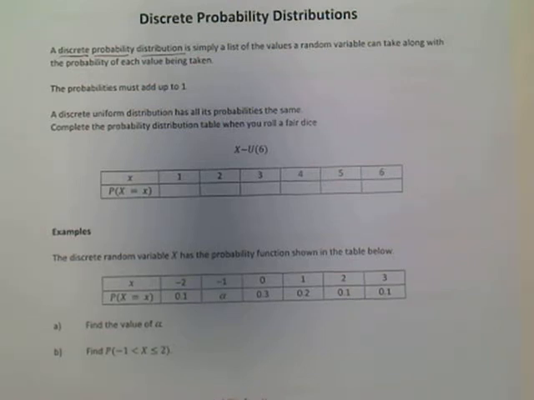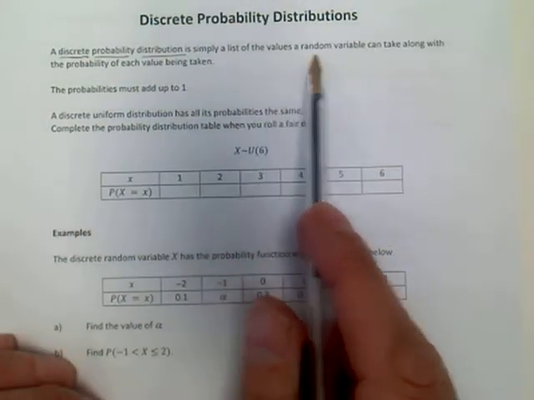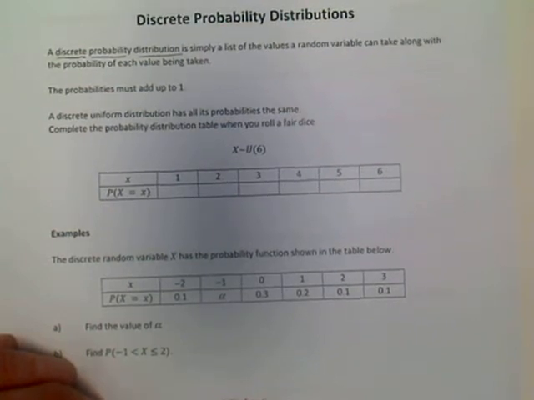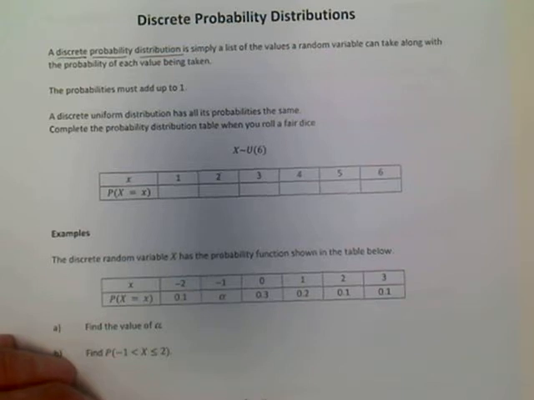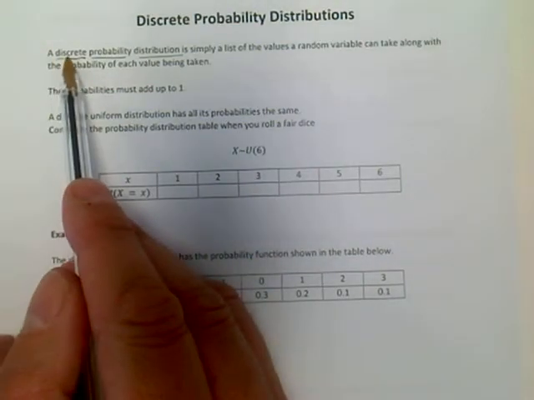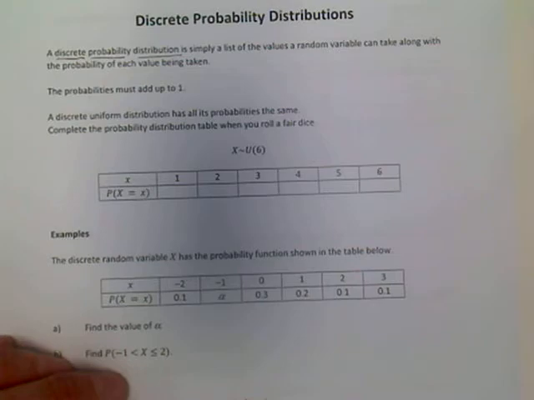A discrete probability distribution is simply a list of the values a random variable can take along with the probability of each value being taken. So when we've got a discrete probability distribution, then we can only get certain values. A good example would be rolling a dice. The only numbers which can come out of rolling a dice are 1, 2, 3, 4, 5 and 6. So you can't get 1.5, you can't get 7, you can't get 600. You can only get those particular values.